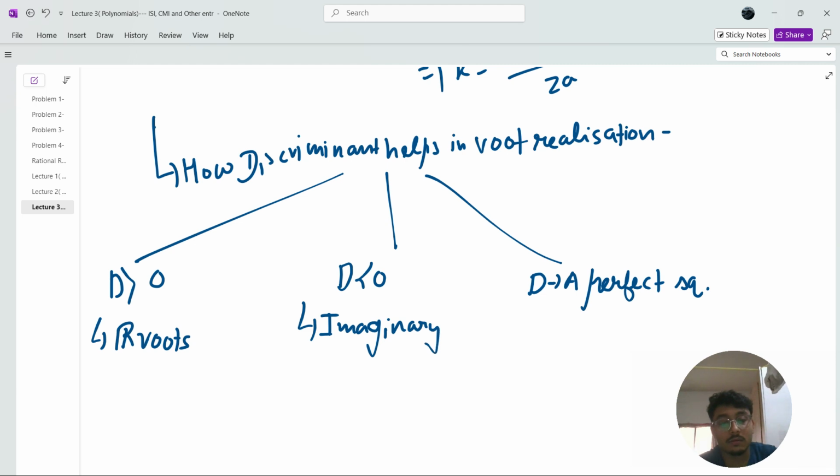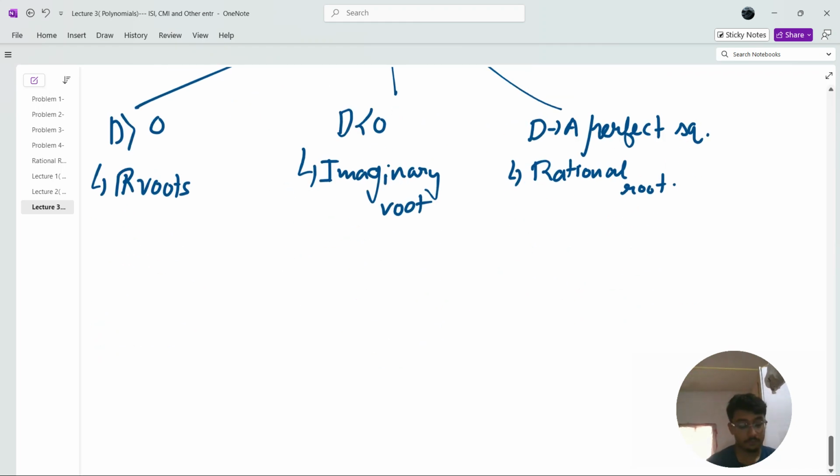Imaginary roots. And if D is a perfect square, then I would be getting rational roots, that is, a root in the form of p by q. For the corollary, it can be an integer, but for that also a perfect square is absolutely necessary. Rational roots. So one question based on rational roots then.